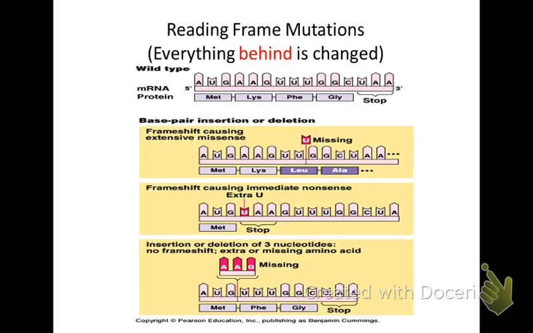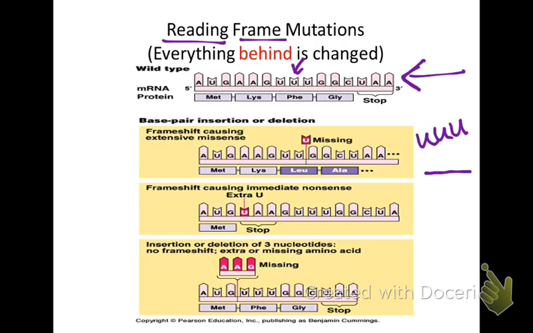Then you have a frame shift mutation, also called a reading frame mutation. This is where everything gets messed up behind it. This is our normal, what it's supposed to look like. The first kind they're showing you here is where a letter gets deleted. So this is our deletion. Right here, you're supposed to have U on your normal messenger RNA, but instead, one of the U's got deleted.